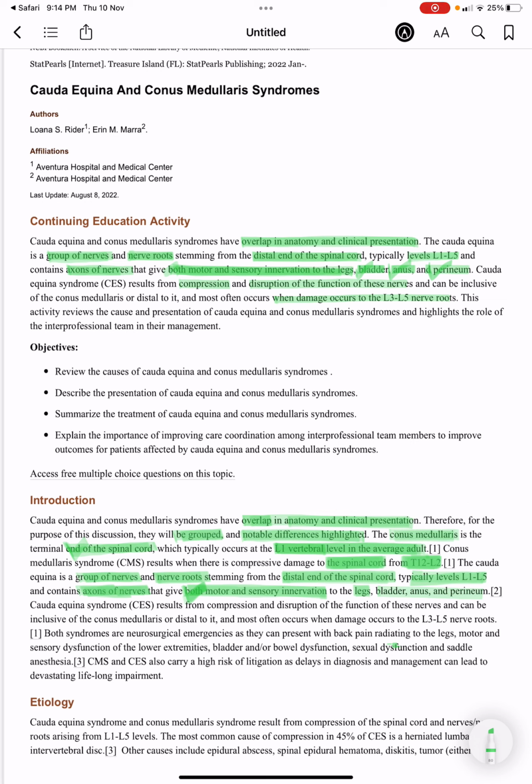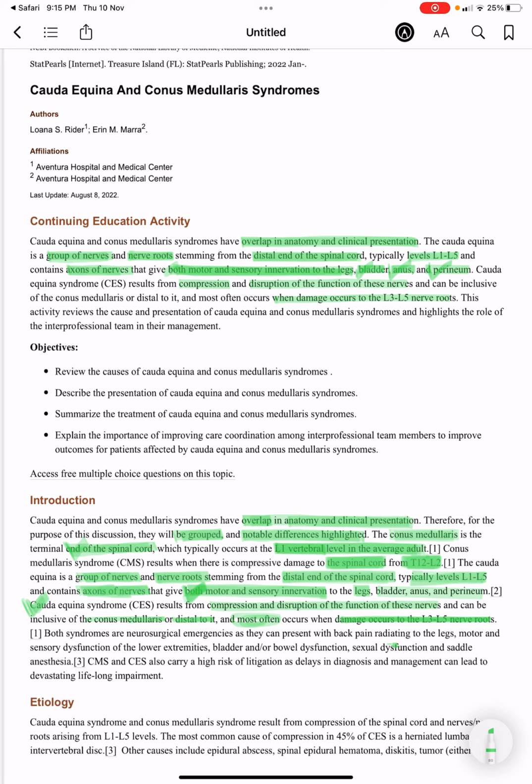Cauda equina syndrome results from compression and disruption of the function of these nerves, and this can be inclusive of the conus medullaris, or it can be distal to it, or it could be associated with conus medullaris, and most often occurs when damage occurs to the L3 to L5 nerve roots. So when does this occur? Most often whenever there is damage to the L3 to L5 nerve roots.